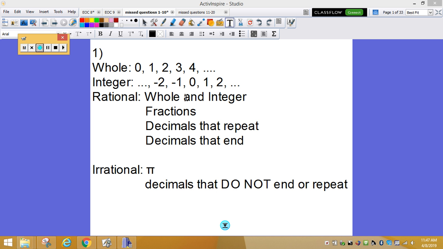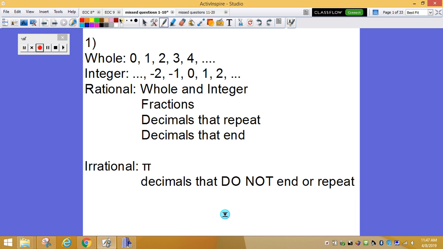Rational is where most of our numbers fit in. So if it's a whole or an integer, then it's going to be rational. Fractions are rational. Decimals that repeat are rational. Decimals that end are rational. Irrational is pi. If you ever see pi, that is irrational. Also, decimals that do not end or repeat, that is irrational. So let's go through some examples, and you need to write these down as I write them down.